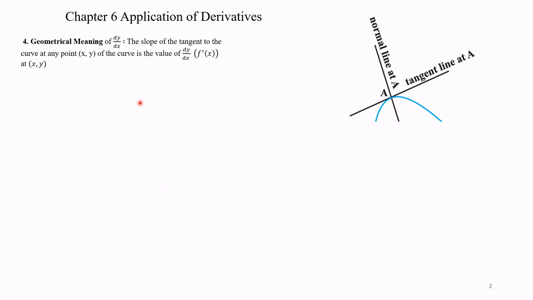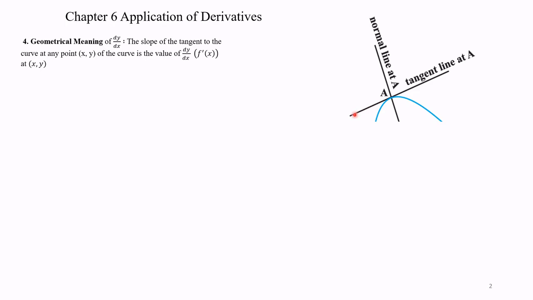Geometrical meaning of dy by dx, that is, the geometric meaning of the derivative dy by dx. The slope of the tangent to the curve at the point (x, y) of the curve is the value of dy by dx. It is also represented by f dash of x at (x, y). Please see the figure here.